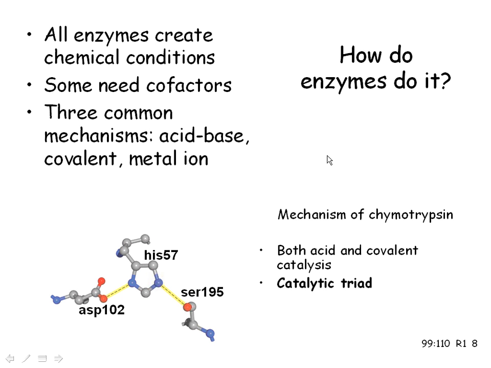So enzymes are specifically protein catalysts, and catalysts somehow or other change the transition state's free energy. How do they do that? They do it by creating some kind of chemical condition, some chemical environment that alters that free energy change for the transition state. Some of them are going to need cofactors to do that. That's why you should get your vitamins. Most of the B vitamins are cofactors to enzymes.